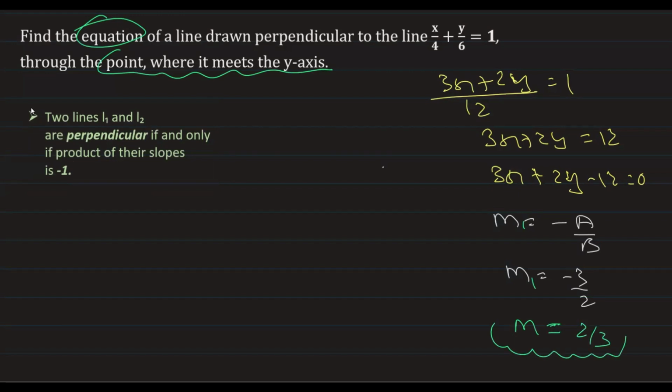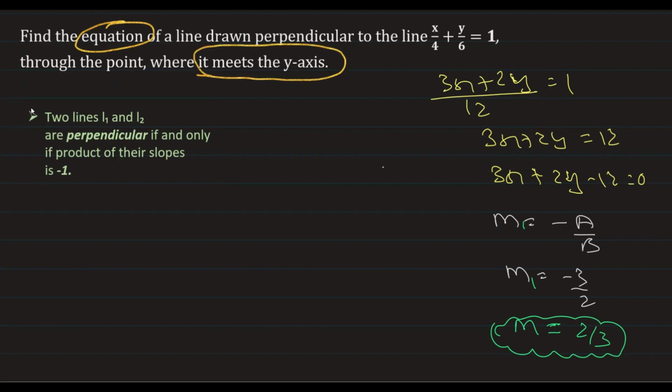Now check here. We now know the slope of the line whose equation we have to obtain, and we also know that this line meets the y-axis, right? If it is meeting the y-axis, we know that any point on the y-axis is in the form 0 comma y, right?